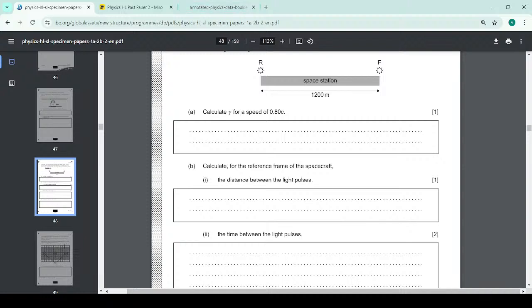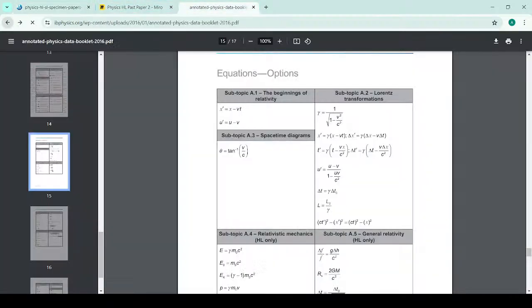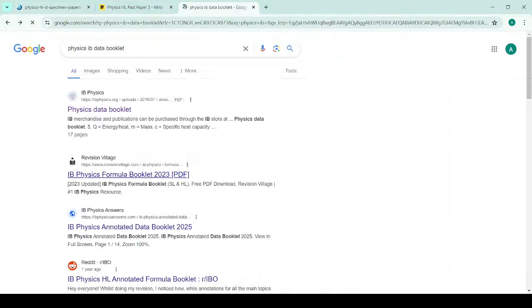Any reason we're using the old data booklet? Is this the old data booklet? This one is the new one?